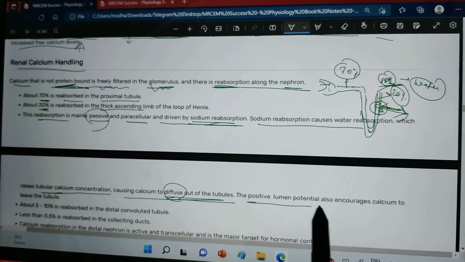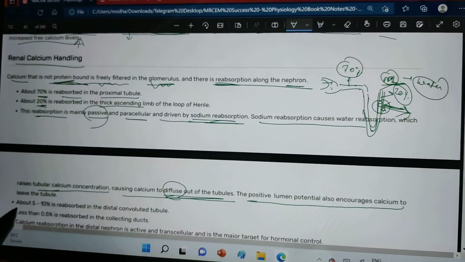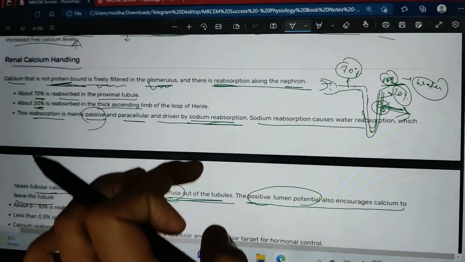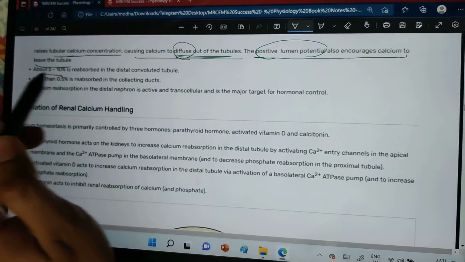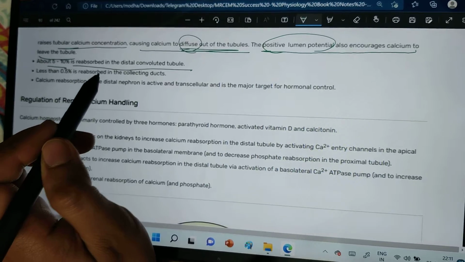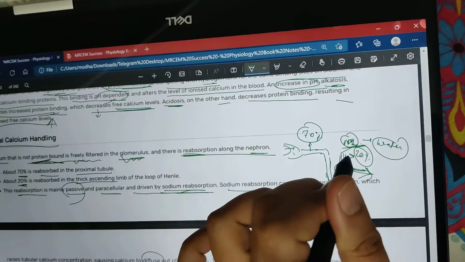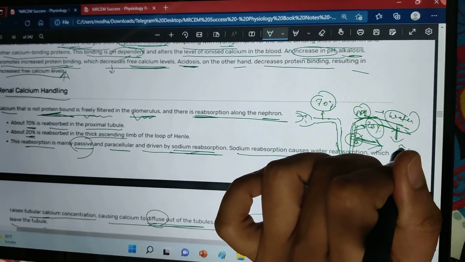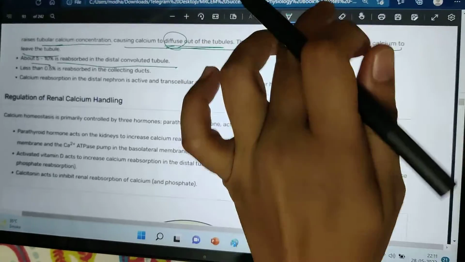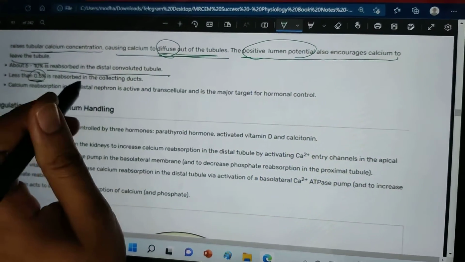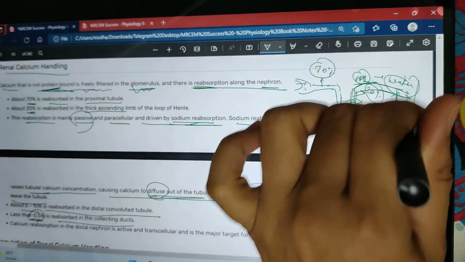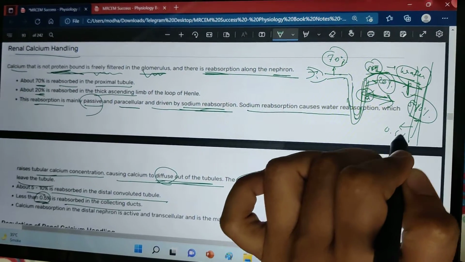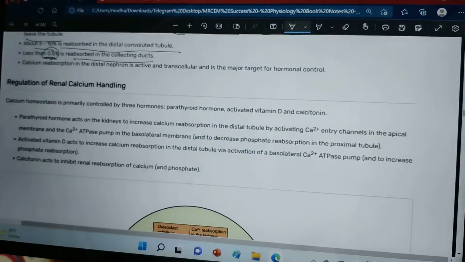The positive lumen potential also encourages calcium to leave the tubule. About 5 to 10% is reabsorbed in the distal convoluted tubule. This is the ascending limb, and from here there is the distal convoluted tubule, so 5 to 10% will also be reabsorbed there. Less than 0.5% is reabsorbed in the collecting duct, from here, the distal collecting duct.